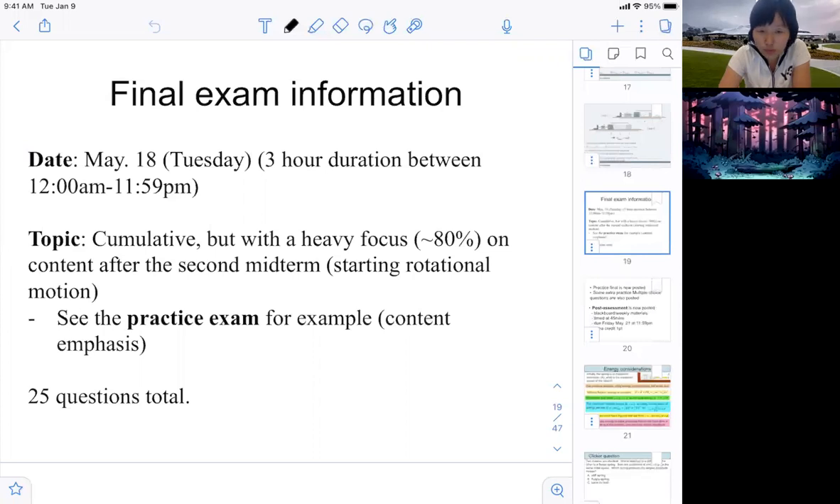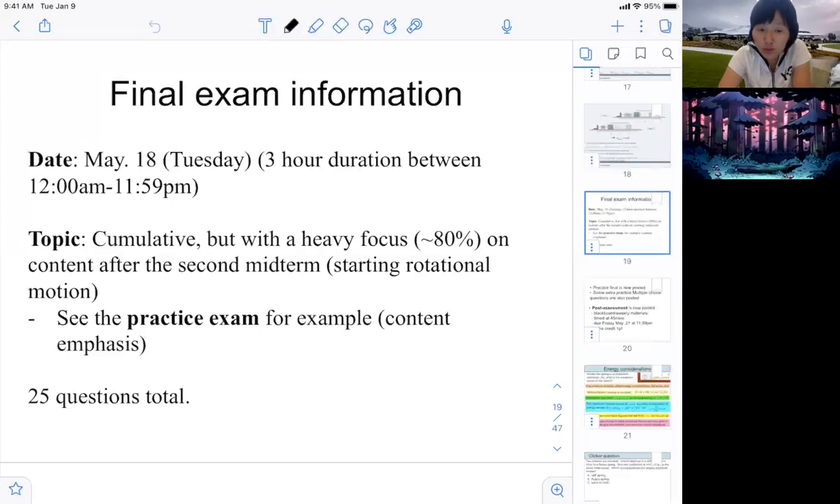There is a practice exam that's been uploaded. Make sure that you work it out before you look at the solutions. I will post the solutions later this week, but before I do, I want you to have an opportunity to try to do it on your own.